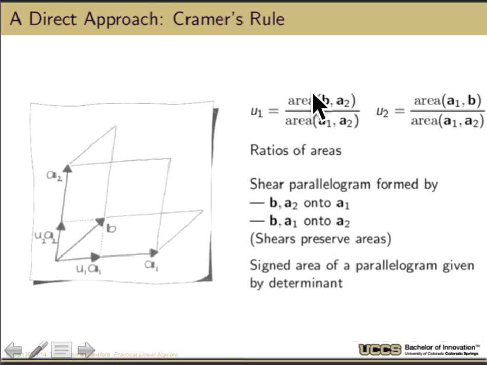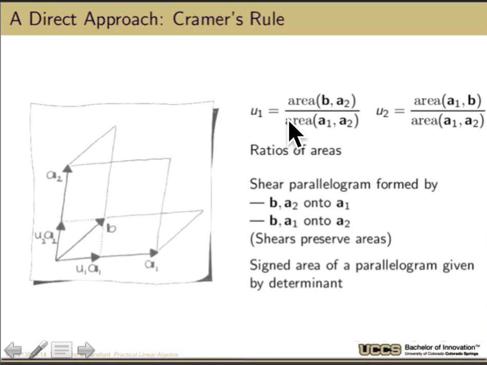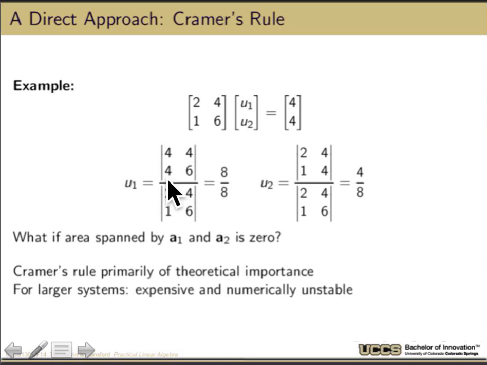Now this is straightforward if you're good at computing the areas, but going back to our definition of the determinant, we can compute this pretty easily, because the area of this parallelogram is just given by the determinant of the associated matrix. So if I want the area of B, A2, I just build a matrix of B, 4, 4, and A2, 4, 6. Here's B, here's A2. Take the determinant of that, which is 4 times 6 minus 4 times 4, which is 8.